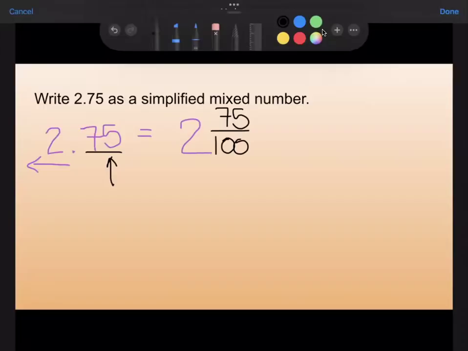But I can simplify that 75 over 100. And I can do that if I divide both the top and the bottom by the same number, which in this case, you could either do it by 5 first and get a little further down, or you can go all the way to their greatest common factor, which is 25, and divide by that. So I'm going to go ahead and divide the top by 25 and the bottom by 25, keeping the 2 where it is the whole number. 75 divided by 25 is 3, and 100 divided by 25 is 4. So the simplified mixed number for 2.75 is 2 and 3/4.